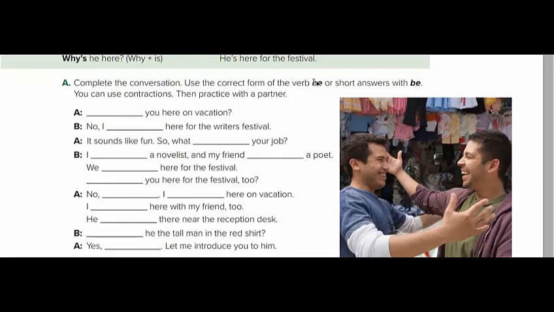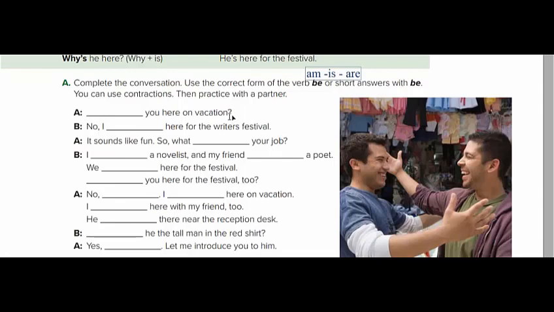إذن الصيغة الصحيحة من فعل كون ماذا نقصد؟ إما am or is or are. And here short answers with be. مثلا yes he is, no he isn't, yes I am, no I am not. It depends on the question. You can use contractions. بإمكانك استخدام الاختصار إذا حبيت. It's up to you. Then practice with a partner. ثم تدرب مع زميلك كما قلنا online حفاظا على سلامتكم، محادثة فيديو مع زميلك مثلا. For example. Example.